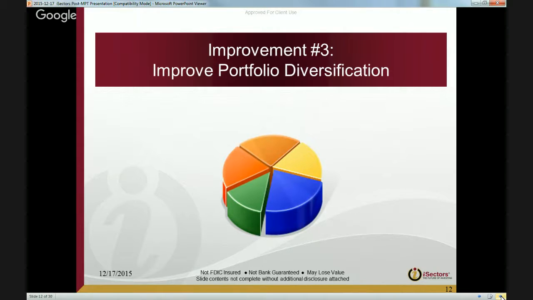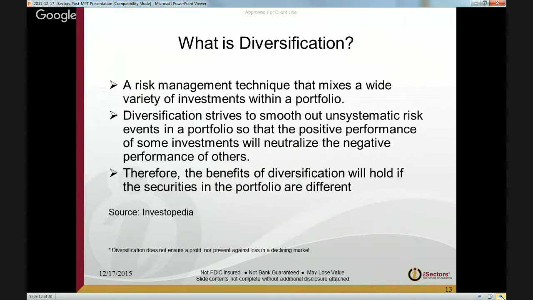So improvement number three deals with improving your portfolio's diversification. So what exactly is diversification? Well, it's a risk measurement technique that mixes a wide variety of investments within a portfolio. And diversification strives to smooth out unsystemic risk events in the portfolio so that the positive performance of some investments in the portfolio negate the negative effects of negatively performing investments in the portfolio.